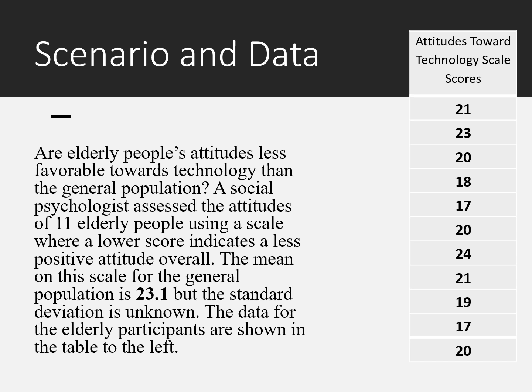Now, would we run a one or two-tailed test? If you answered one-tailed or directional, you are correct. They are asking if elderly people's attitudes are less favorable. That's a direction. So let's run a single sample t-test in SPSS.